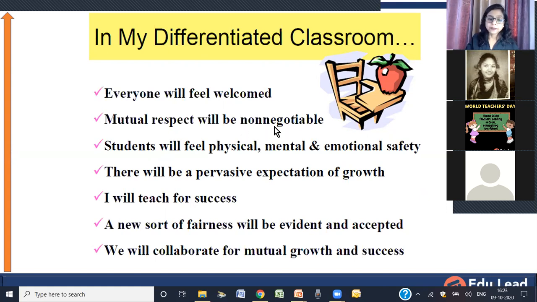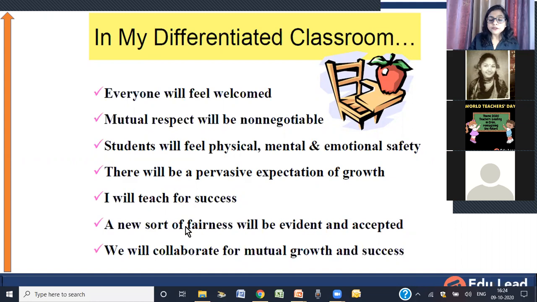That's non-negotiable. Then students will feel physically, mentally, and emotionally safe. Why will they feel safe? Because all of them are making progress. All of them are getting positively motivated. All of them are feeling good about themselves. So therefore, physical, mental, and emotional safety is there. There will be a pervasive expectation of growth. I will teach for success. The teacher here is teaching for success, not to fail any student, not to judge a student, but to guide the student for success.